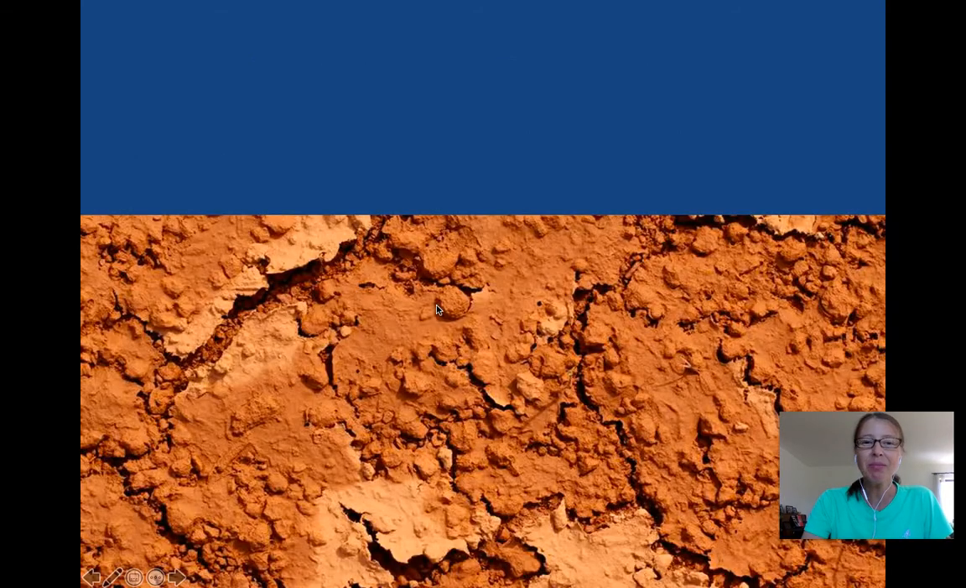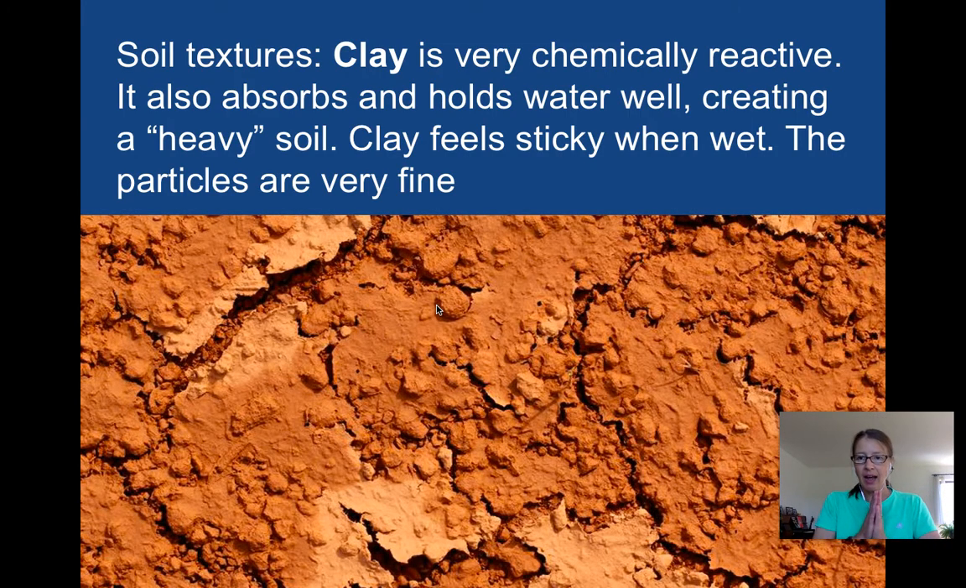Okay, so let's look at clay. Clay is the smallest particles. They're really tiny, which means it has a lot of surface area to volume ratio. It's really chemically reactive. It absorbs and holds water really well because of all that surface area, and it can also hold nutrients really well. Clay feels sticky when it's wet, because those particles are super fine and tiny. So clay holds water and nutrients very well.